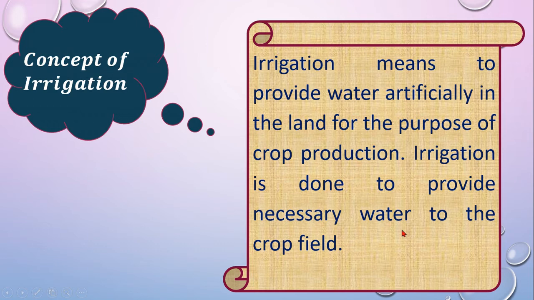That means when we cultivate any type of crop, rainfall occurs, so the soil or crop gets water from the rainfall. But sometimes there will be no rainfall. That time we have to apply water artificially in the cropland to increase the production. That is called irrigation. And when the definition comes, you have to write down this point: provide water artificially and in the land.